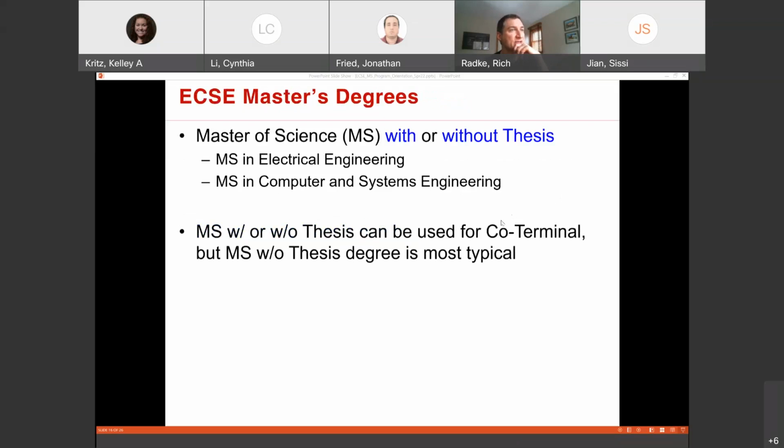So a little bit more detail. You can either do a master's degree with a thesis or without a thesis. Most people who are coterms do it without a thesis, and most people in general who are doing a master's degree do it without the thesis. Not to say you can't do a thesis, you just have to plan ahead a little bit more, right?